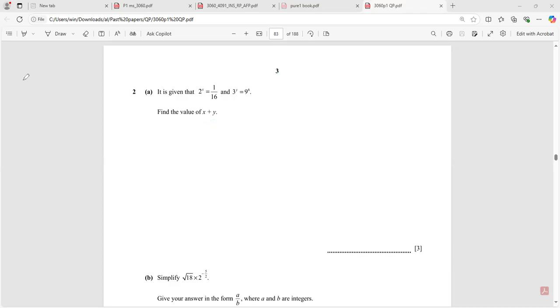X plus y. Okay, first we're going to say 2 to the power of x will be equal to 2 to the power of -4, because we get this 16 up. Okay, we have to put a negative power. So x now equals -4, same base, same power.